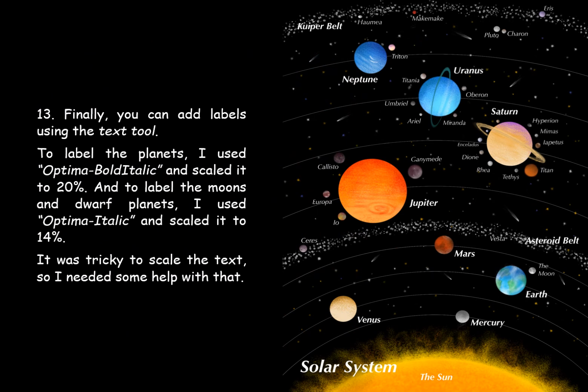13. Finally, you can add labels using the text tool. To label the planets, I used Optima Bold Italic and scaled it to 20%. And to label the moons and dwarf planets, I used Optima Italic and scaled it to 14%. It was tricky to scale the text, so I needed some help with that.